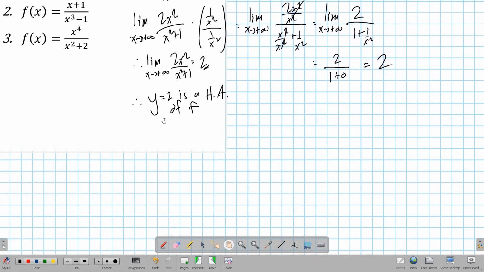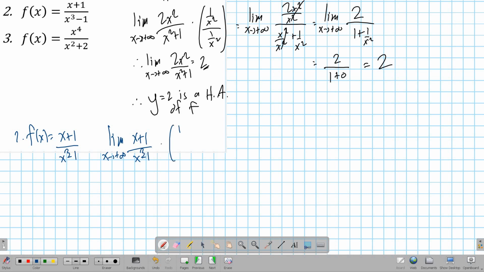Let's move down a little bit and let's go to number 2. We have f of x is equal to x plus 1 over x cubed minus 1. There. So let's now look for the horizontal asymptote of this function. Let's now look for the limit of x plus 1 over x cubed minus 1 as x approaches positive infinity. With this, we have the highest exponent as 3. So the highest degree is 3.